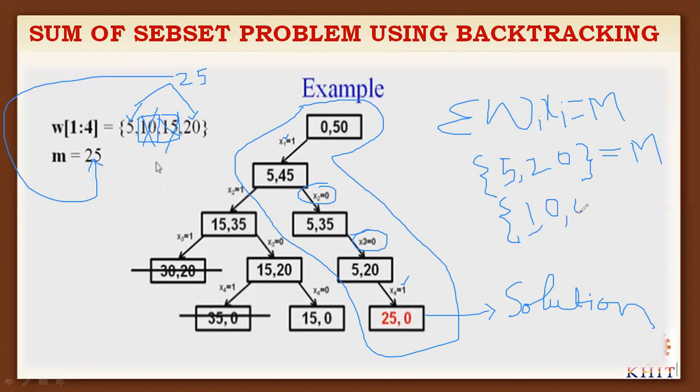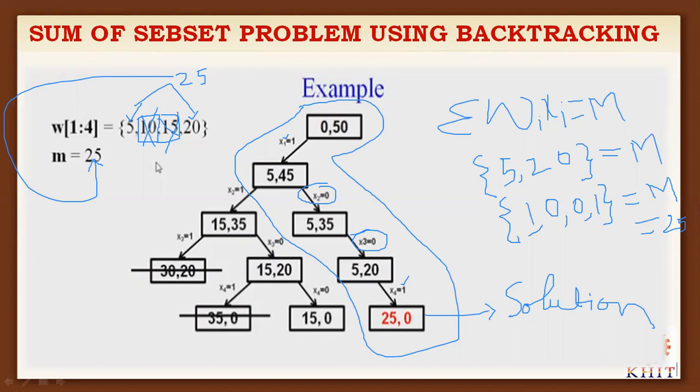You are not selecting the third item, and you are selecting the fourth item. If you select the items in this way, you will get the answer m equal to 25. So one solution is generated. We will get the solution by applying the backtracking technique and constructing the state space tree.